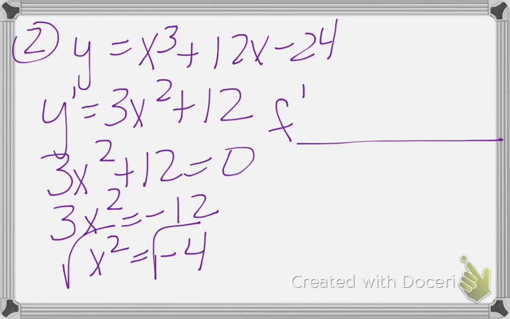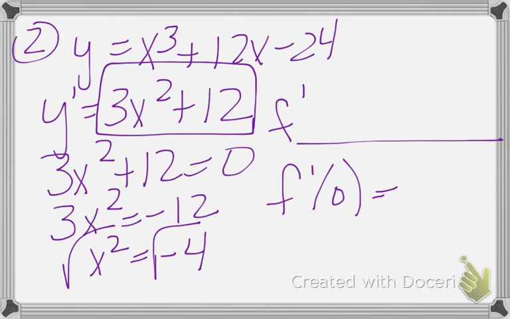The first derivative always tells us about increasing and decreasing, and we can just choose any number we want. So 0 is typically the easiest number to use, and if you put 0 in there, you're going to get a positive value. That means that the function is always increasing. So that was choice C again.